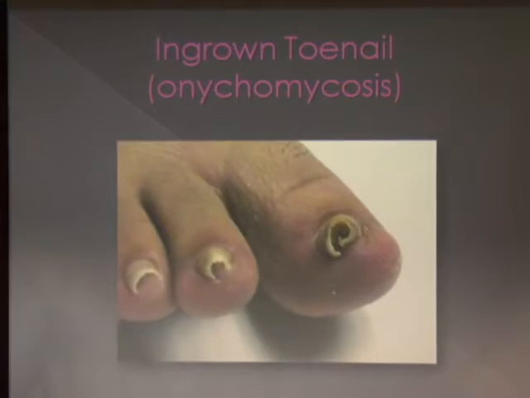Onychocryptosis, a big long word for an ingrown nail. An ingrown nail consists of the nail that grows into the corners.